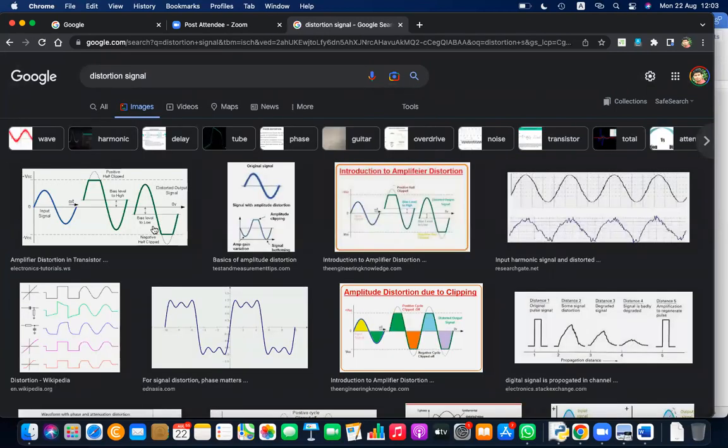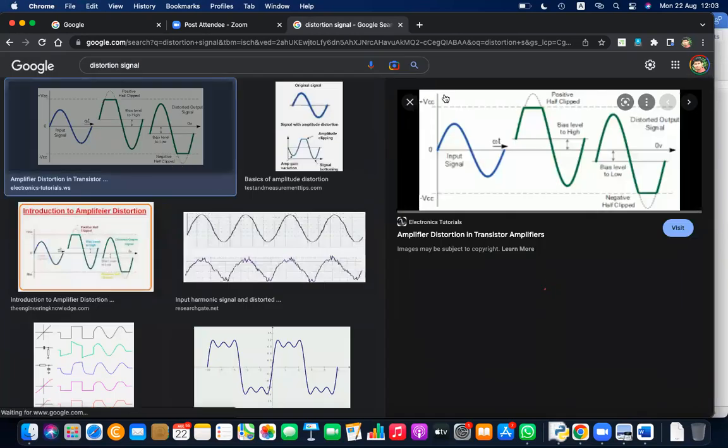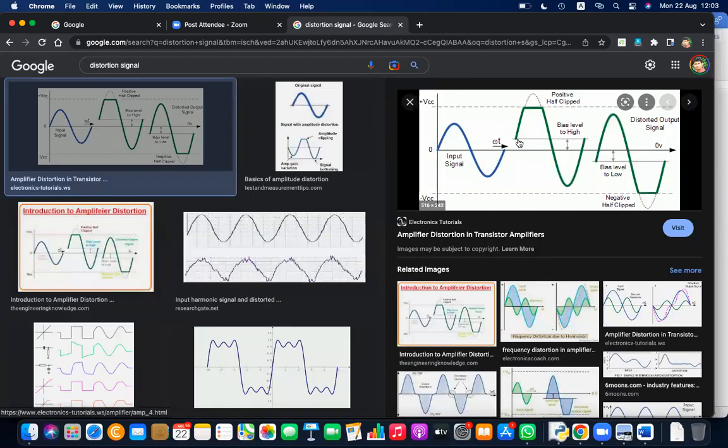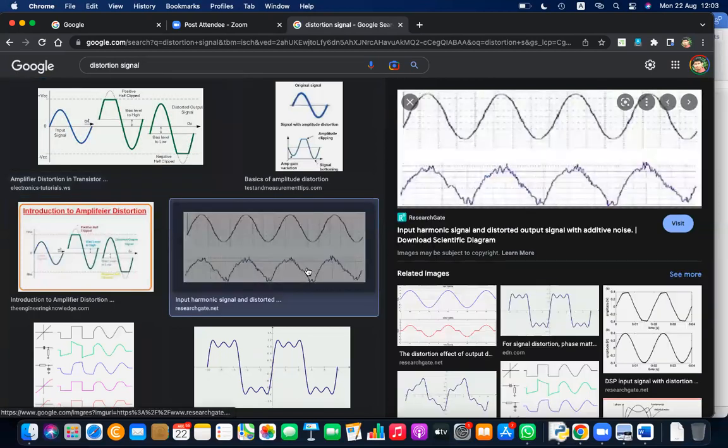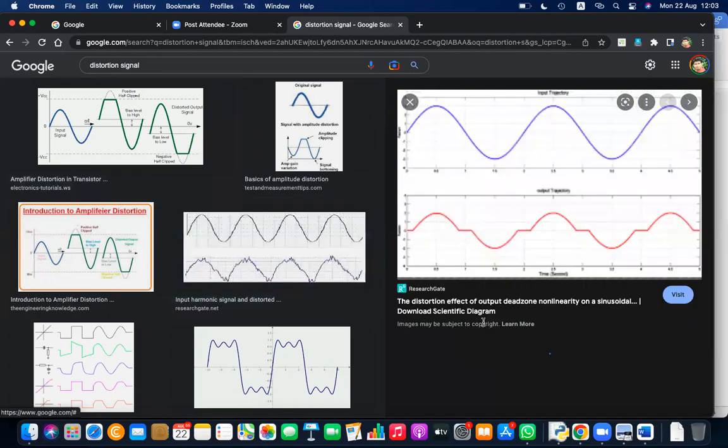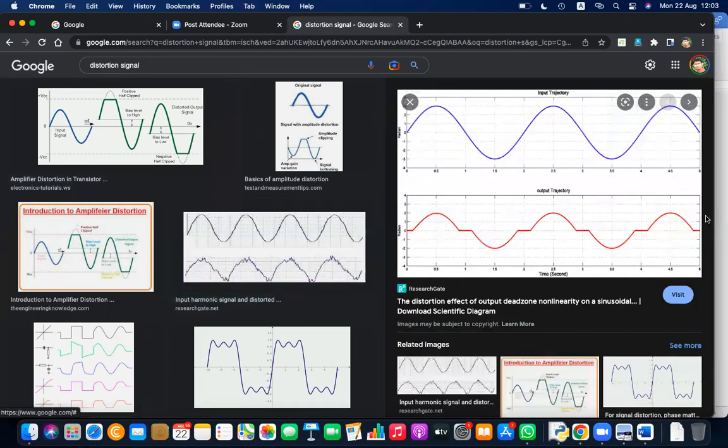Okay, you see here, this is the original signal. This is the original input signal, but from place to place it can vary. There can be cutoffs and distortions. Here, the original and the distorted. So that can be due to delay.